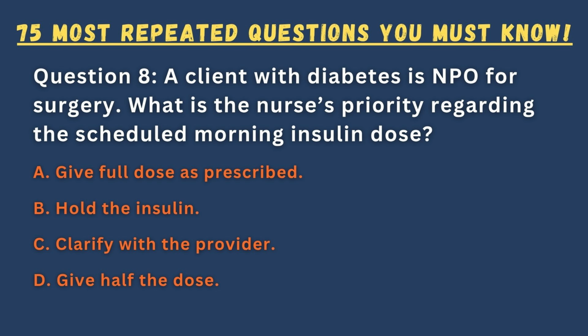Question 8. A client with diabetes is NPO for surgery. What is the nurse's priority regarding the scheduled morning insulin dose? A. Give full dose as prescribed. B. Hold the insulin. C. Clarify with the provider. D. Give half the dose.